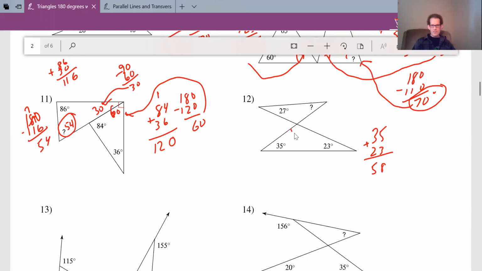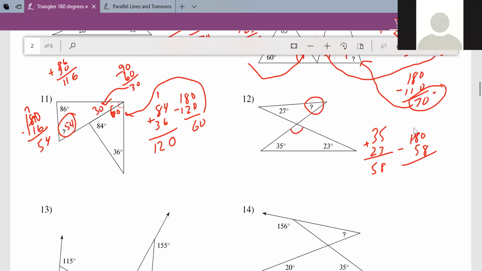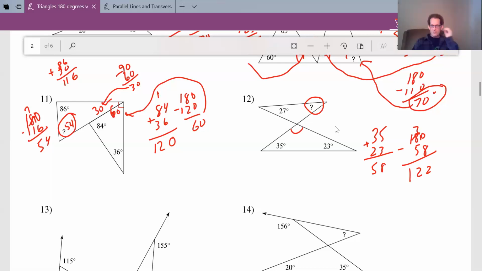And I want to find out what this is so I can eventually work my way to here. So if I have 180 minus 58, I'm going to get 122. And that's going to go right here. That's an obtuse angle because it's more than 90. Remember, I know vertical angles are congruent. So if this is 122, then this has to be 122 in here.